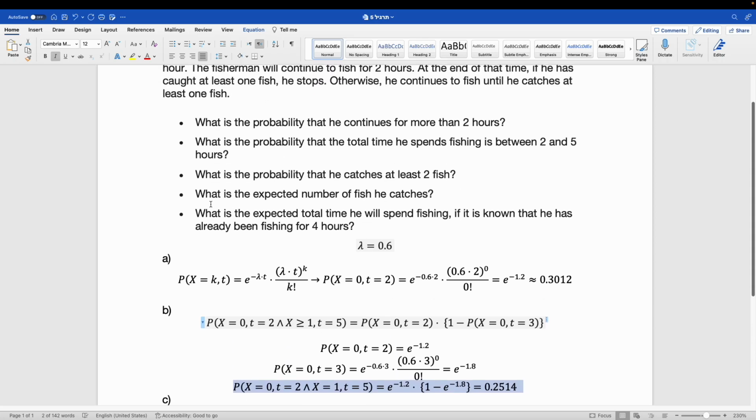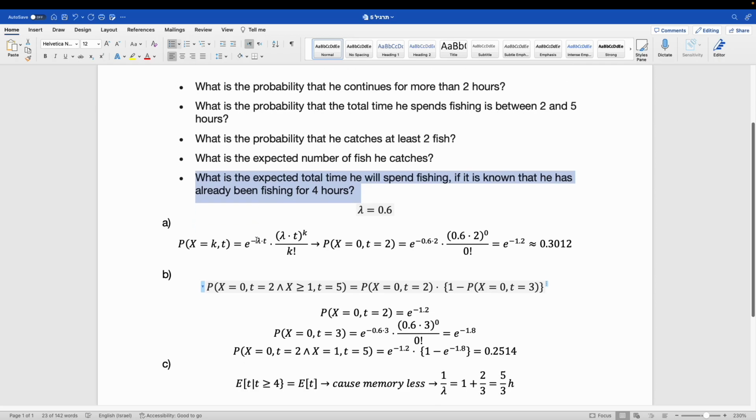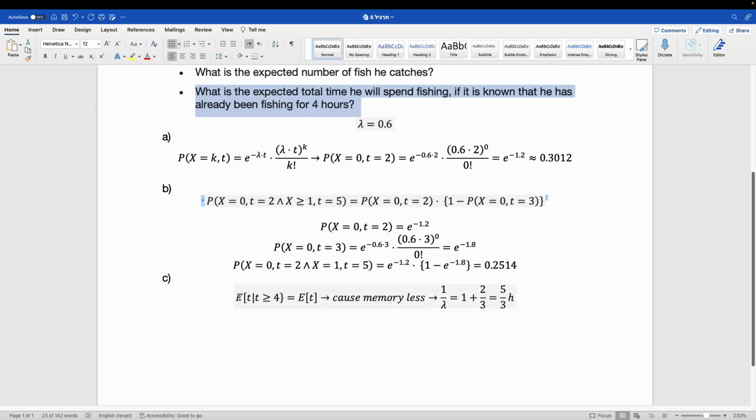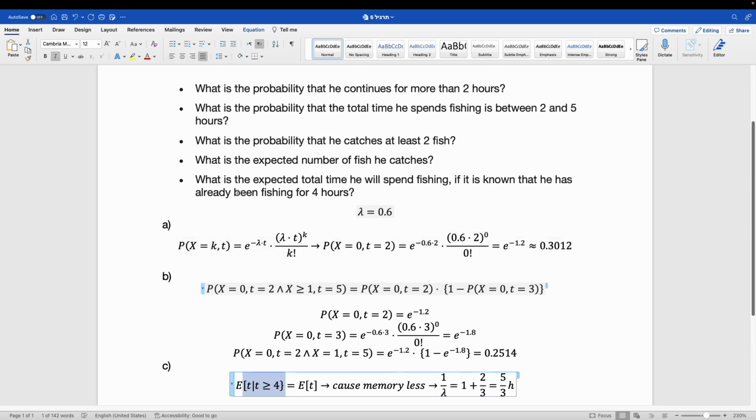And now, what is the expected total time he spends fishing if it is known that he has already been fishing for 4 hours? This is really easy because it's memoryless. The expected time, given that we know the history, does not change anything about the present. So the expected time will be the same, which is 1 divided by lambda, which is 5 divided by 3 hours. So 1 hour and 2/3, like 1 hour 40 minutes. So this is the answer.